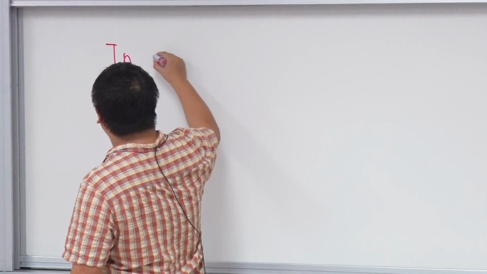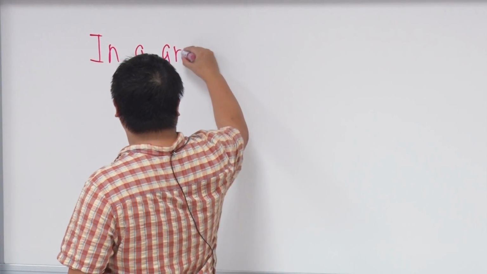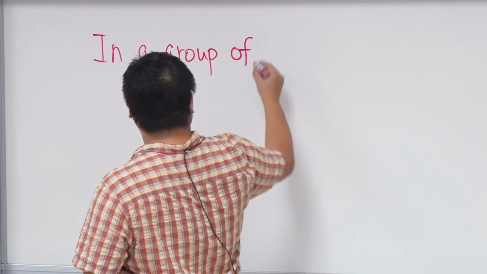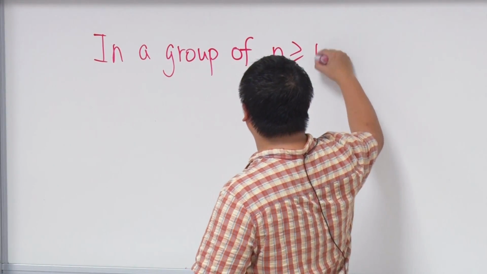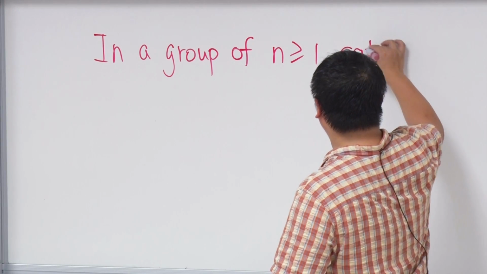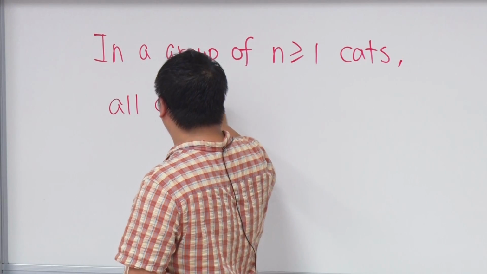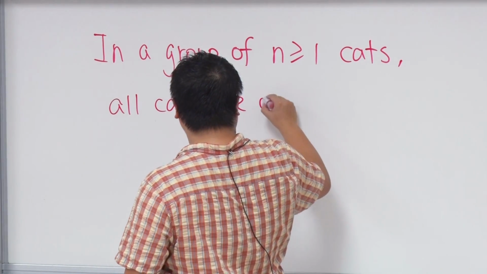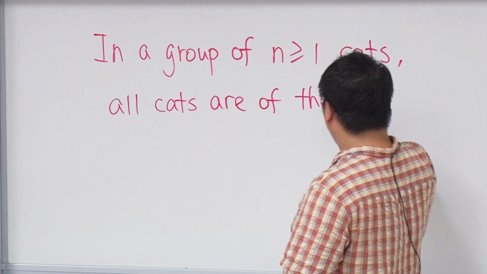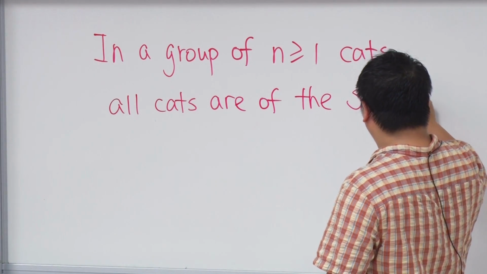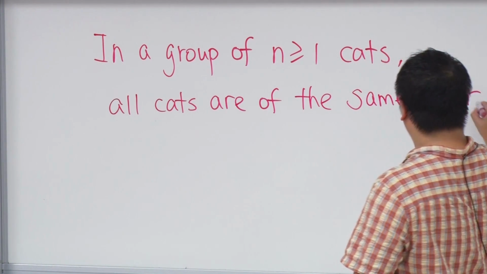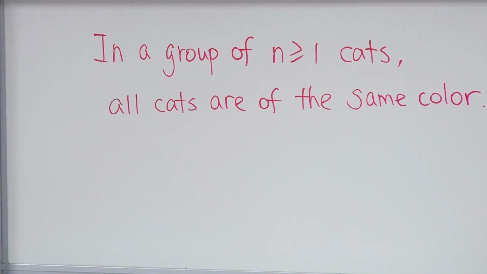So I'm going to show that in a group of n cats, let's say n is greater than or equal to 1, all cats are of the same color. Now this cannot be true. I'm saying that in any group of n cats, all of them are of the same color.